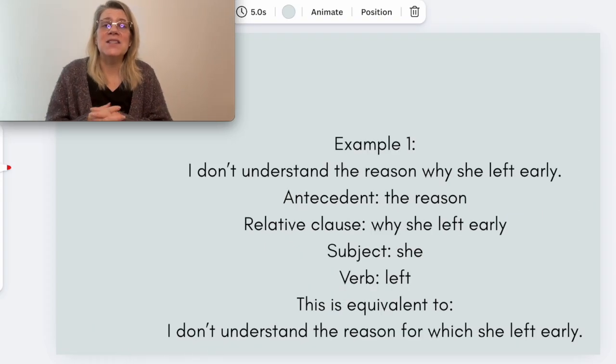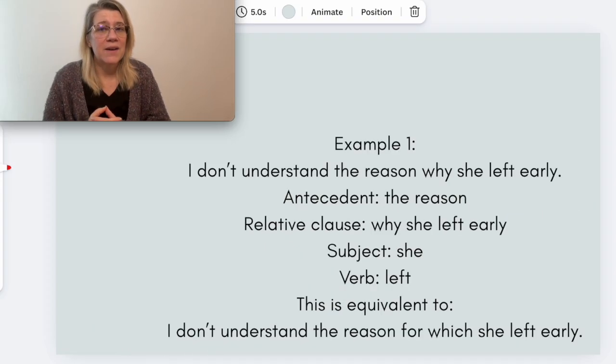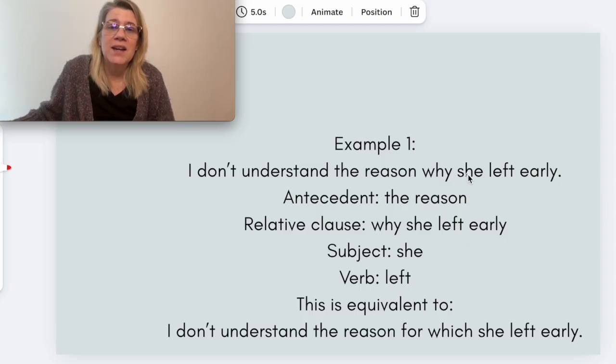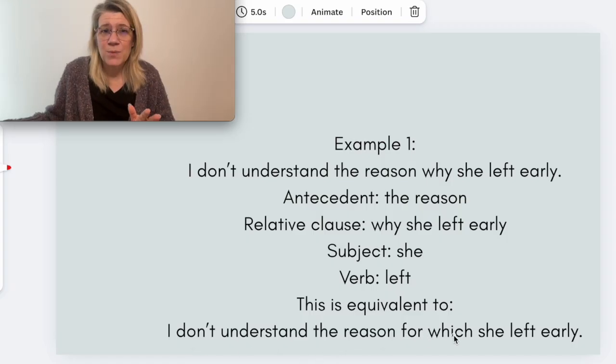For example, "I don't understand the reason why she left early." Notice we have subject, she left. The antecedent is the reason, and the relative clause is why she left early. She is our subject and left is our verb. This is the same thing as saying, "I don't understand the reason for which she left early." But we would say the word why much more frequently than we would say for which.